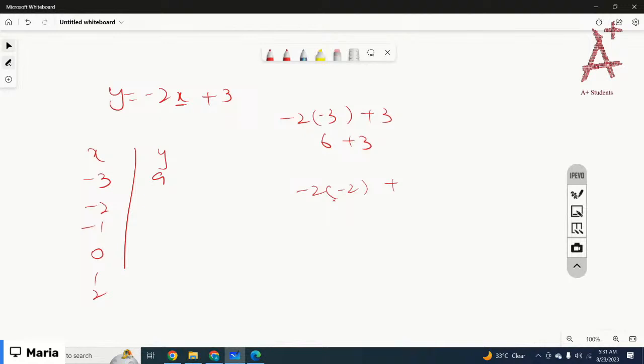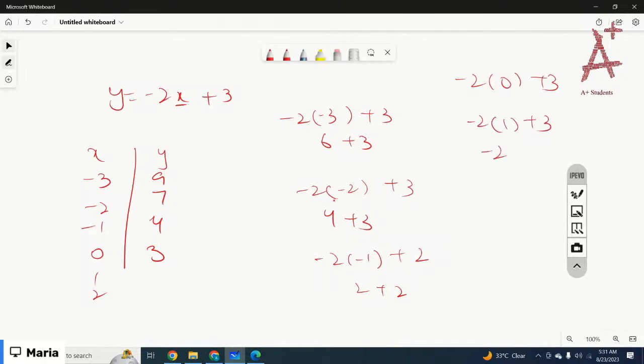Negative 2 times negative 2 plus 3. Negative times negative is positive, 4 plus 3, that is 7. Negative 2 times negative 1, that is 2, plus 3, that is 5. Let's just put 0. Negative 2 times 0 plus 3. 0 times some number is 0. 0 plus 3 is 3. 1. Negative 2 times 1 plus 3. Negative 2 times 1 is negative 2. 3 minus 2 is 1.